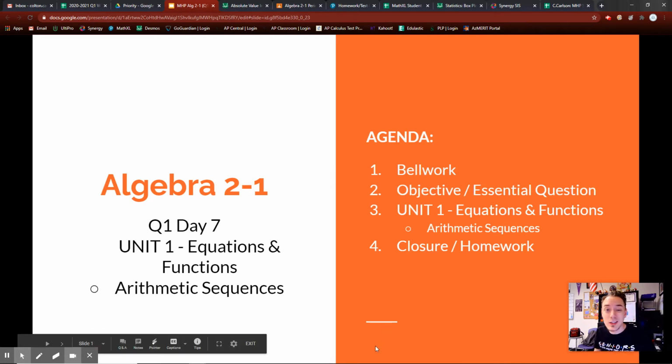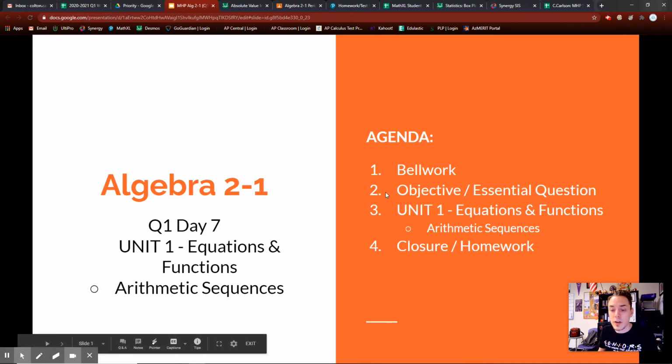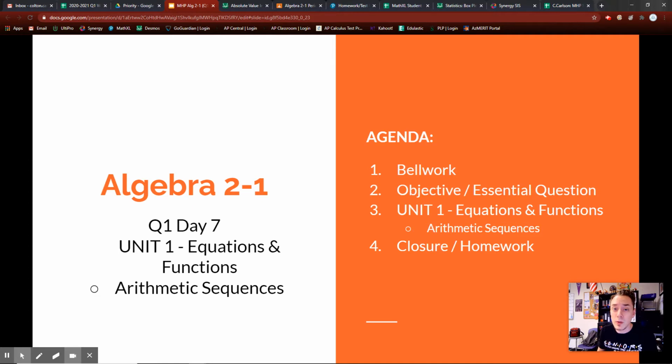This is now the start of Unit 1 of Algebra 2, Equations and Functions. We're going to set the review aside from Algebra 1, and now we're getting into Algebra 2 type stuff. So the first thing I want to do is go through the bell work, where we're going to go through the most missed questions from last Friday's Algebra 1 quiz.